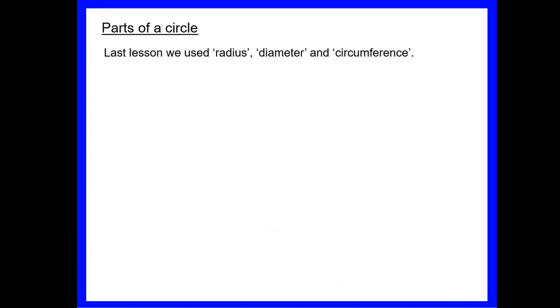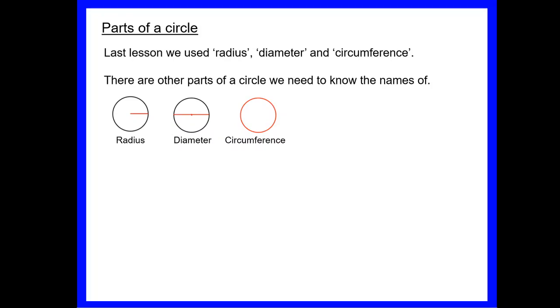Okay, parts of a circle. Last lesson we used radius, diameter and circumference. So radius from the center to the circumference, diameter from one side to the other going through the center, and circumference the distance around the outside. Okay, but there are other parts of the circle we need to know the names of.